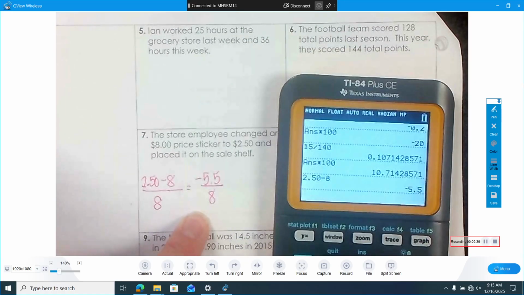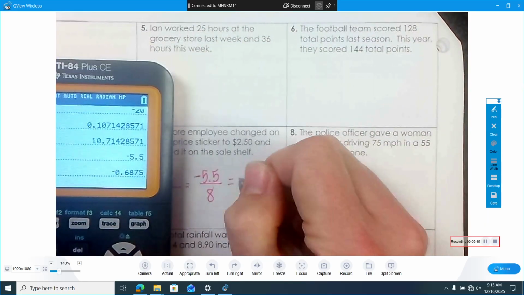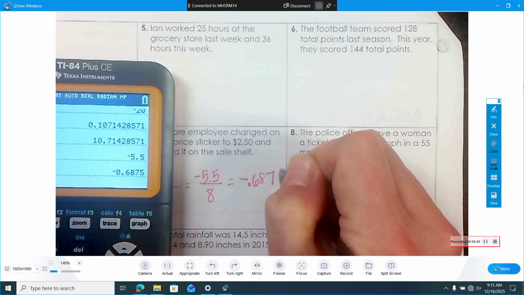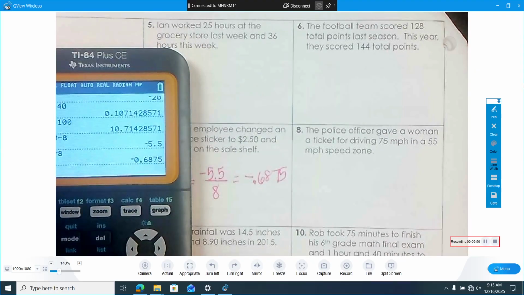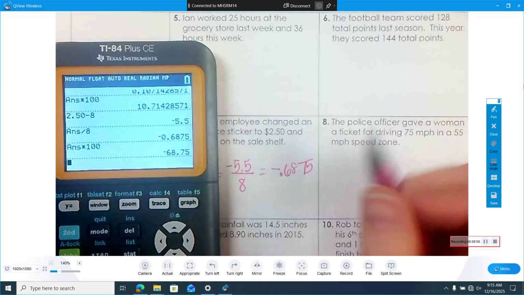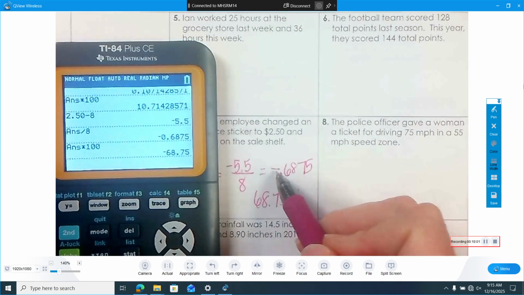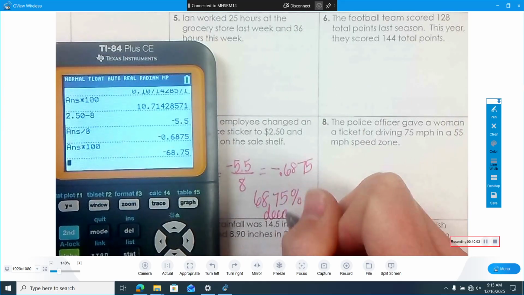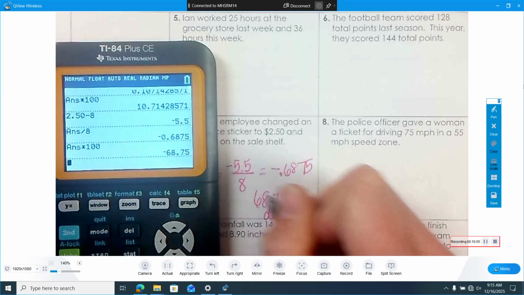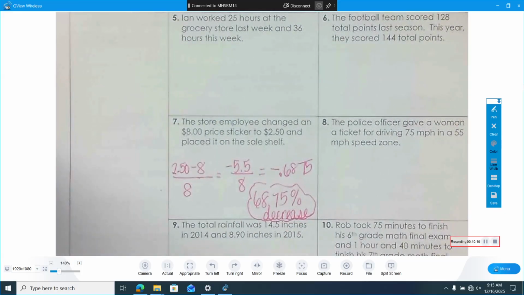And then negative 5.5 divided by 8 is negative 0.6875. So that's a weird decimal. What should we do? Times by 100. And so we get 68.75%. And what's the negative mean? Decrease. But we knew that ahead of time, because the price went down. Decrease.